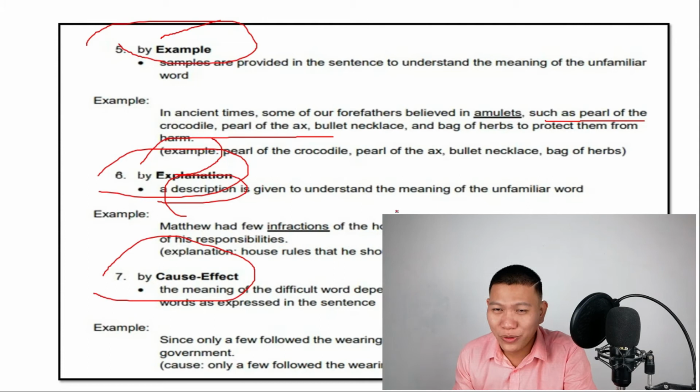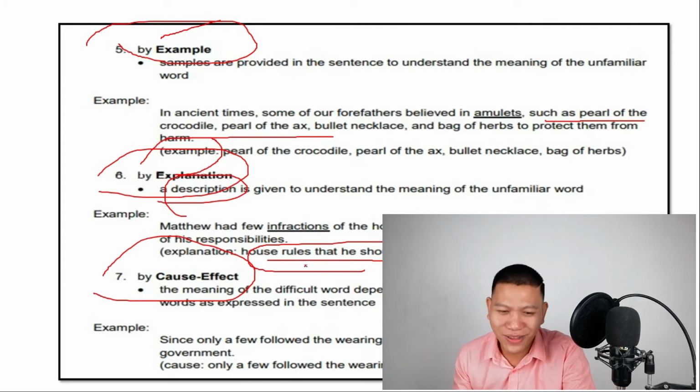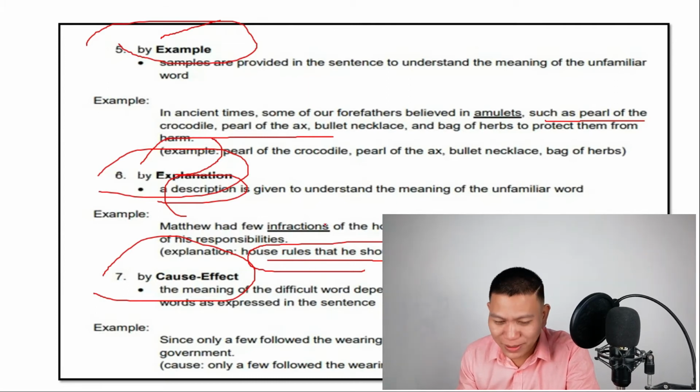So what is the word infraction? Okay, the explanation from the sentence is the house rules that he should have done. So he did some violations of the house rules that he should have done. Okay, I got it. So we are explaining it.